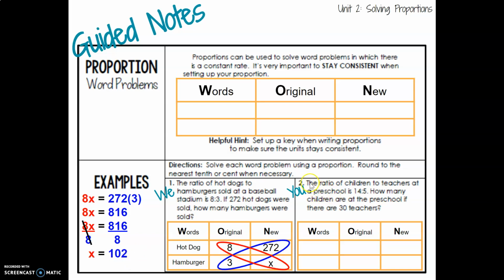All right, so what you're going to do is read this word problem and set it up. You're going to write the ratio. It says the ratio of children to teachers at a preschool is 14:5. So your first word is children, your second word is teachers. Again, think of the 3 different ways that we write ratios. What goes on top, what goes on bottom, what number matches with what word. How many children at the preschool if there are 30 teachers? You would put that 30 on the teacher line, and then you're going to cross multiply, just like you see in this example over here, to find out what your x is. The x is how many children to 30 teachers. If you have any questions, let me know.